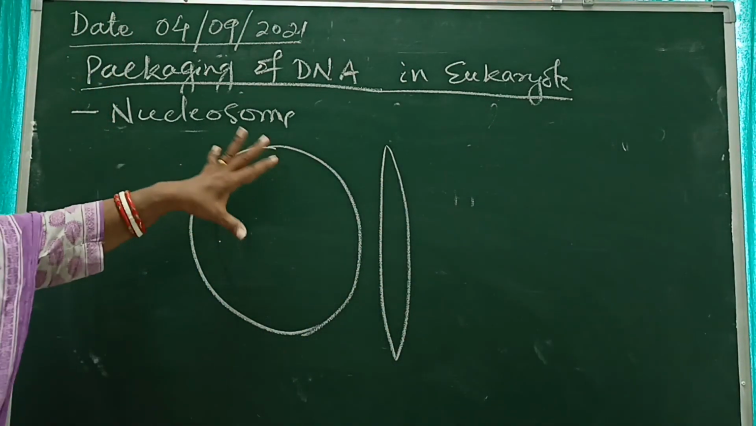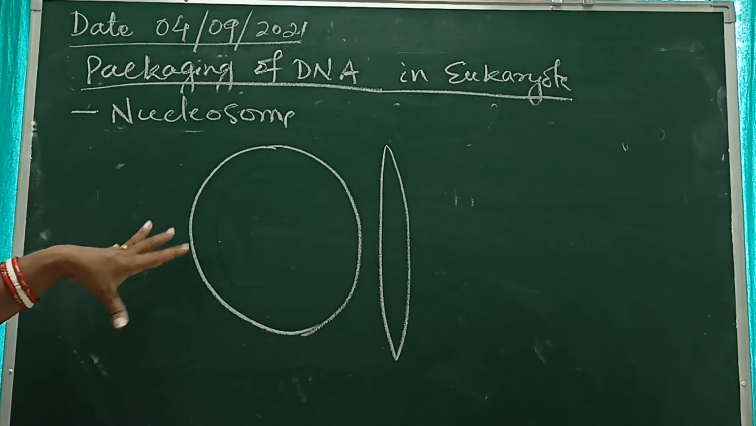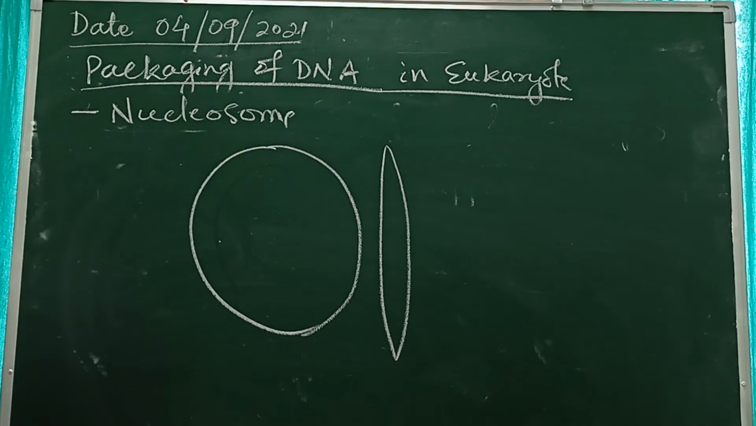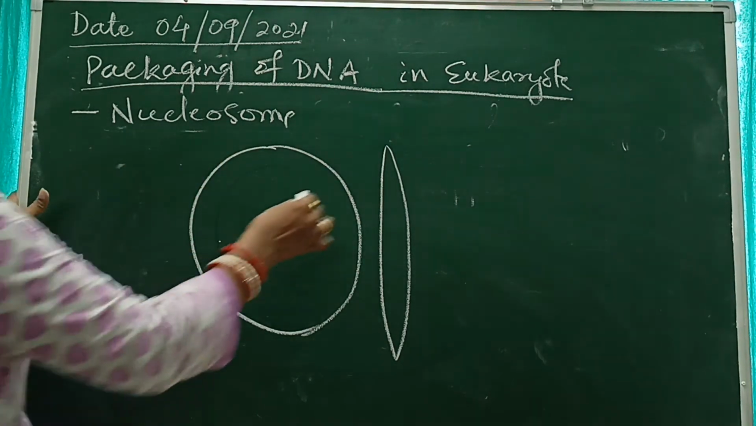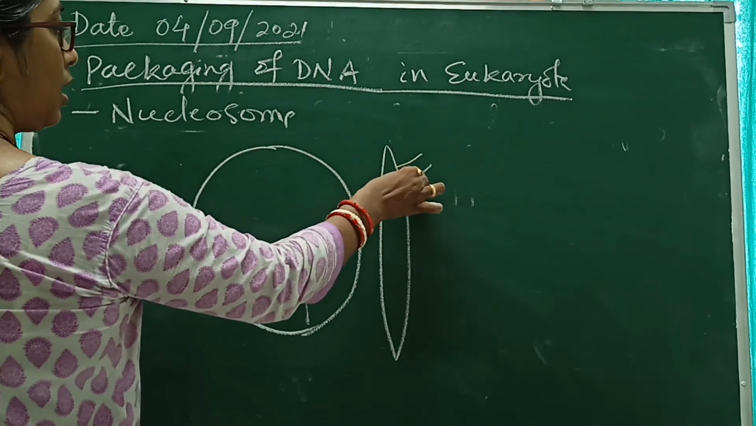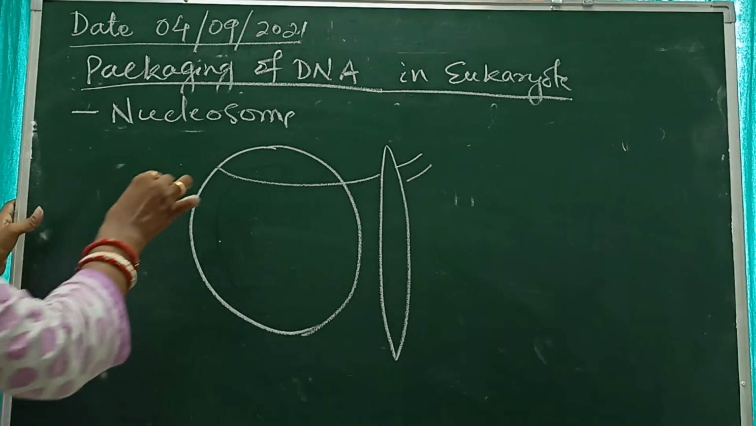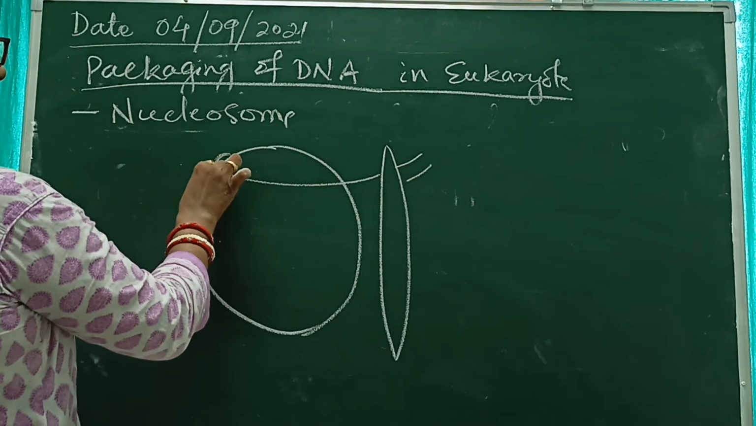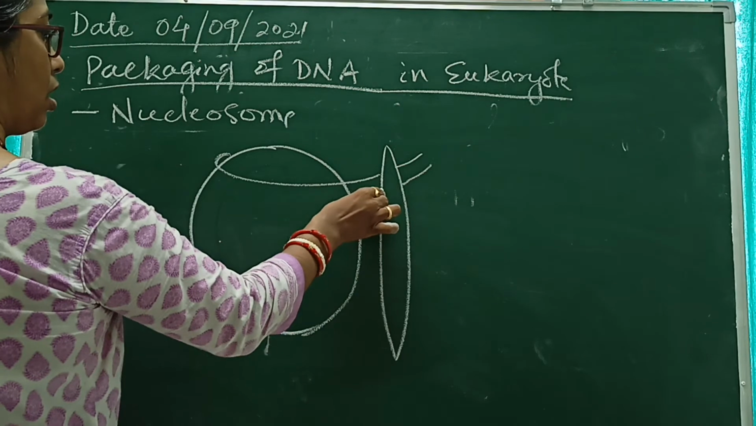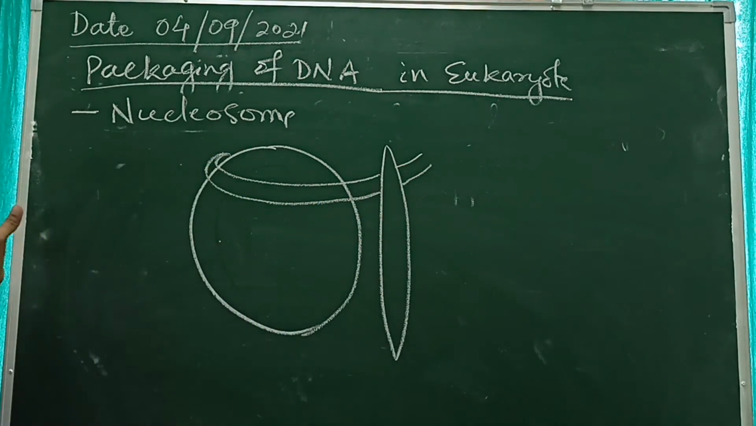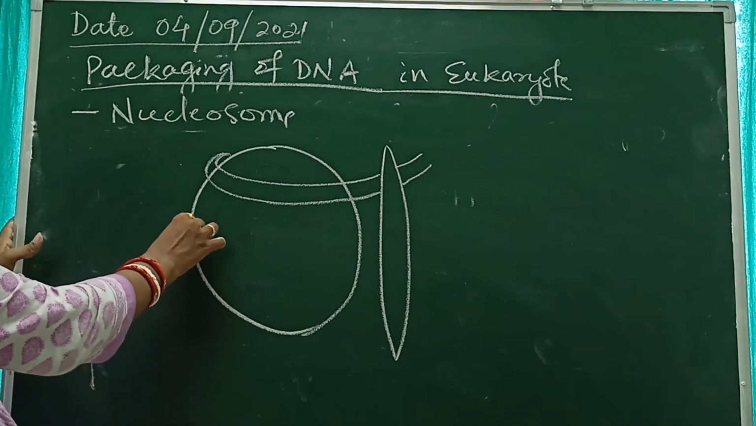Okay, so this is the histone protein. This is the histone octamer, and this is H1 histone. This is H1 histone. And what is around it, children? The DNA is wrapped around. I'm not so good at diagrams, but still I'm trying to draw a good diagram. Okay.